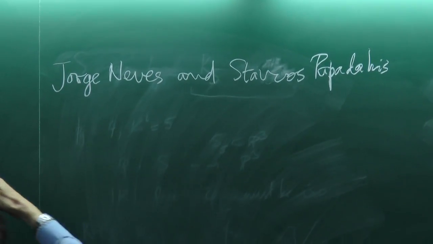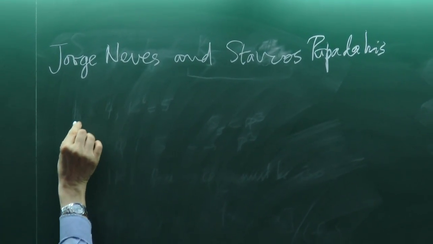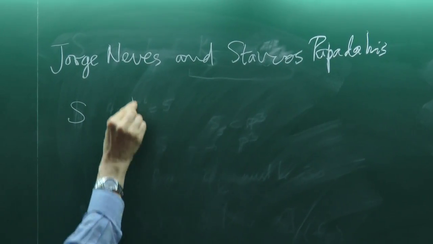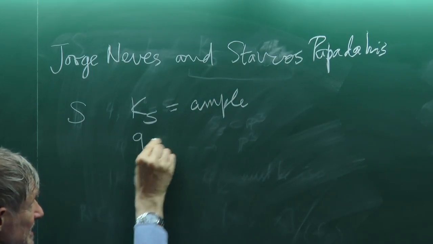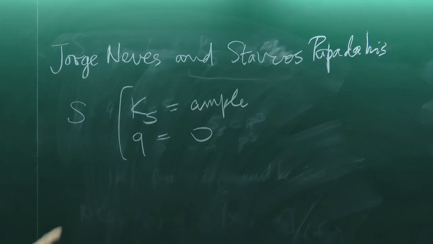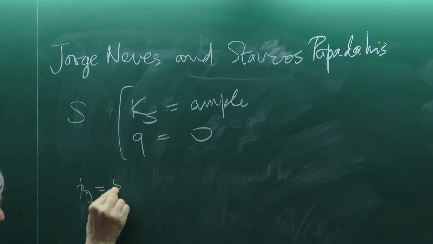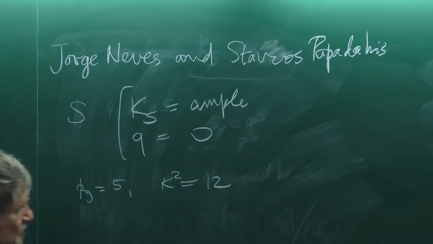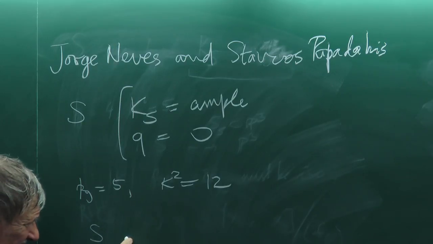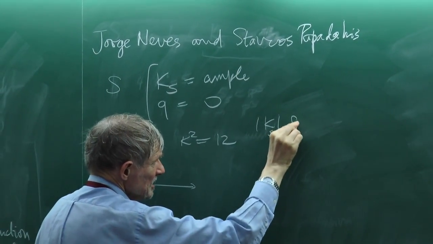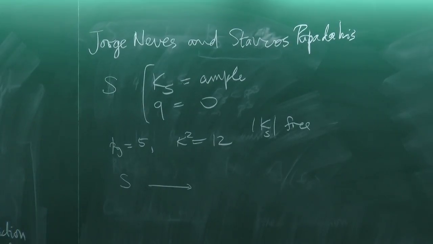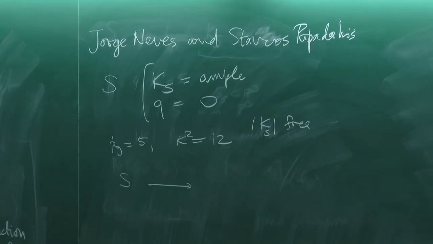So suppose that we want to construct a surface of general type. So let's just say straight away K_S is ample and q equals 0. And I want that p_g equals 5, K squared equals 12. Right. So, geometrically speaking, I take my surface S and I map it. I can assume also that K_S is free. At the moment I'm just trying to construct one such surface. I don't yet know that such a surface exists. I'm trying to construct at least one such surface.